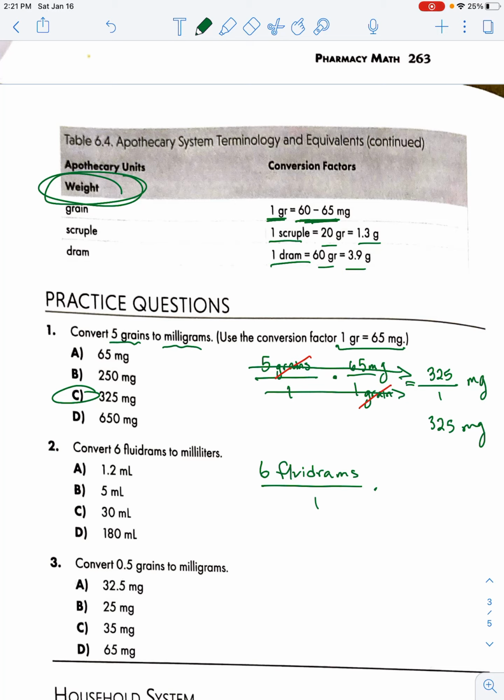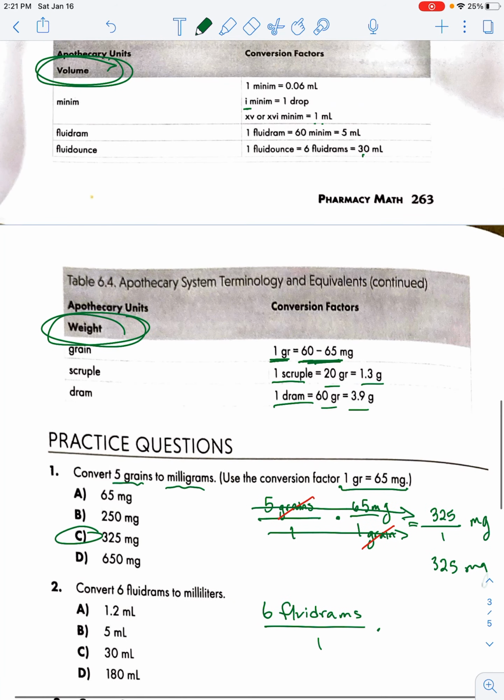All right, so if we remember, this was on the previous page, and we're going to try to memorize it. Fluid ounces was more than fluid drams. Fluid ounces was 30 milliliters, and that was 6 fluid drams. 5. I'm going to say 5 milliliters. And here it is. 1 fluid dram is 5 milliliters. See, we're trying to make connections to help us remember. I remembered 30 was to 5, just like 6 is to 1. So 1 fluid dram is 5 milliliters.